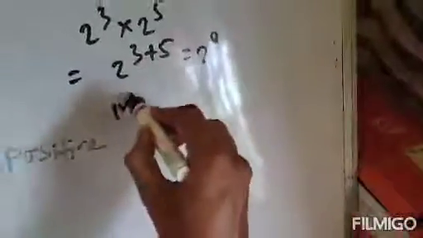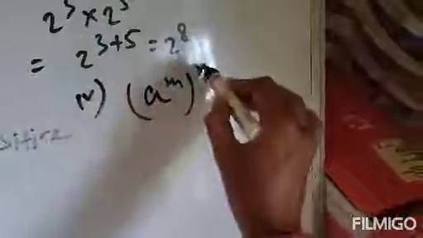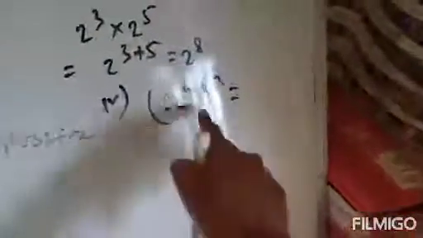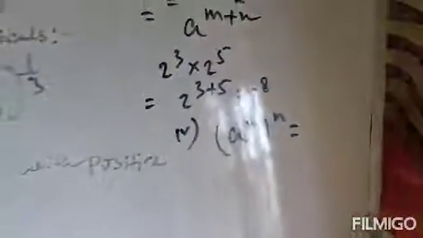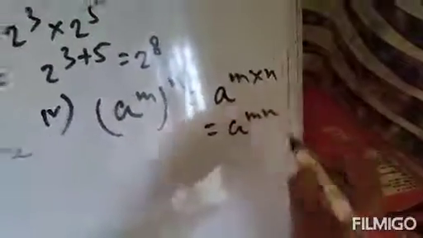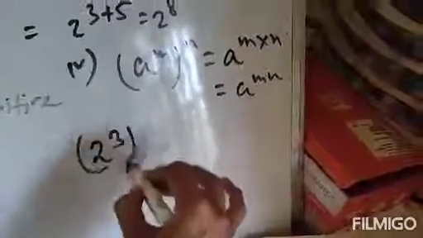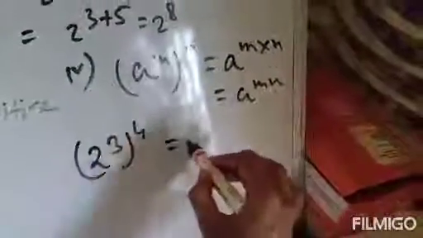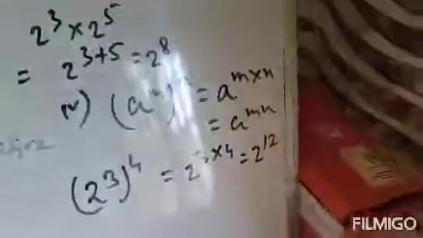Now the fourth formula or fourth law is a to the power m whole to the power n. Here both are powers, a to the power m whole to the power n. In this case, these two powers will get multiplied, that is, it will be m into n, that is a to the power mn. For example, suppose 2 to the power 3 whole to the power 4. Here the powers will get multiplied, that is 2 to the power 3 into 4, that is 2 to the power 12.